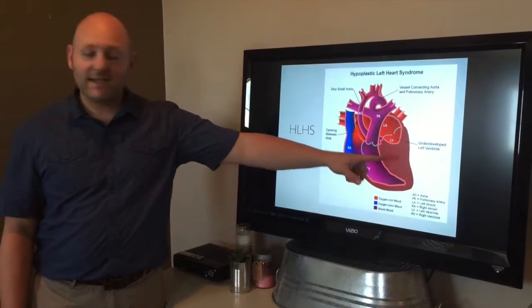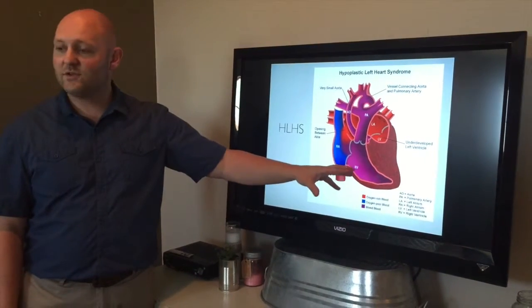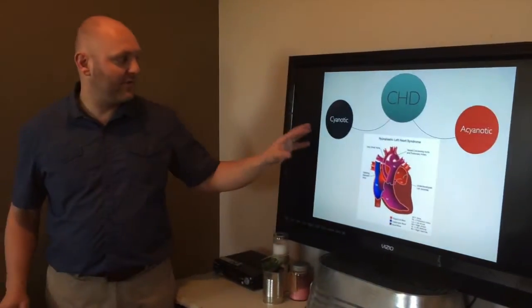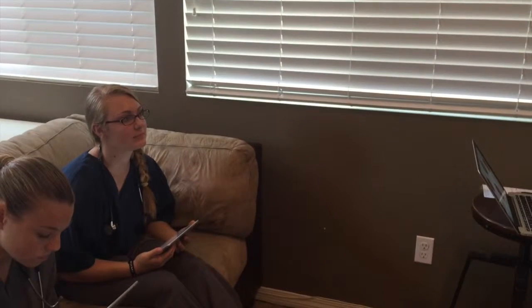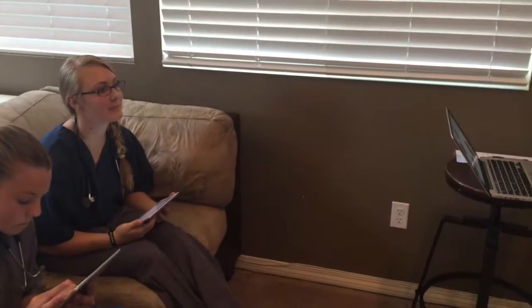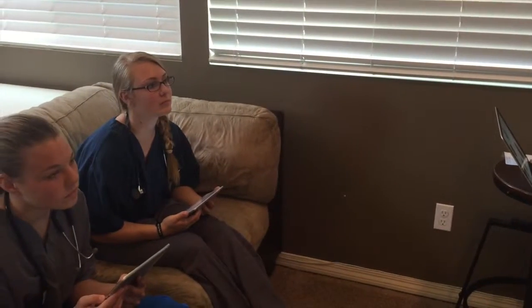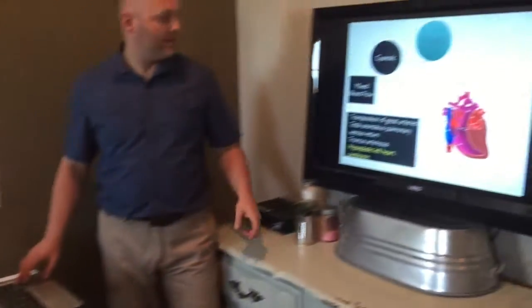Notice how the left side didn't develop. The LV is little, the RV is the only ventricle functioning in this heart. Taylor, can you classify cyanotic versus acyanotic? The heart would be cyanotic. Great, good decision. Is the cyanotic result of mixed blood flow or decreased pulmonary blood flow? Mixed blood flow. Good job.